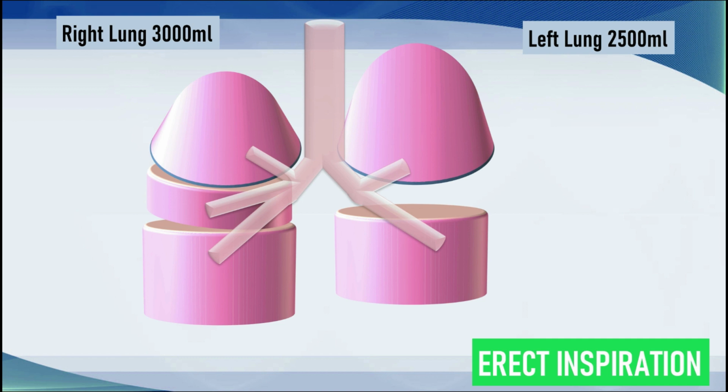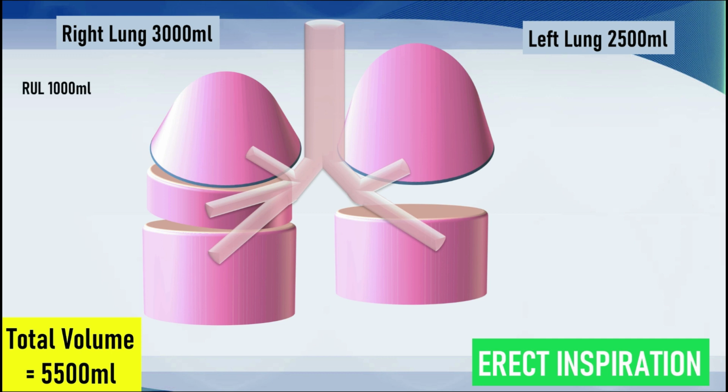And when patients were erect and asked to take a deep breath in, they were able to achieve, on average, a total volume of 5,500 mils, divided into the right and left lungs. The right lung was 3,000 mils, the left lung was 2,500 mils. Remember, these are being read on CT and volume analysed. Right upper lobe, 1 litre, right middle lobe, half a litre, right lower lobe, 1,500 mils, left upper lobe, 1,200 mils, and left lower lobe, 1,300 mils.